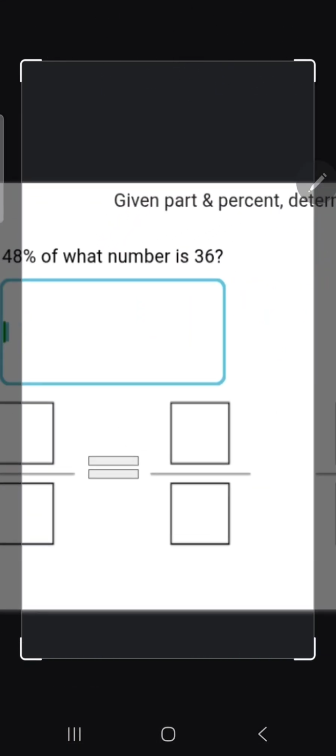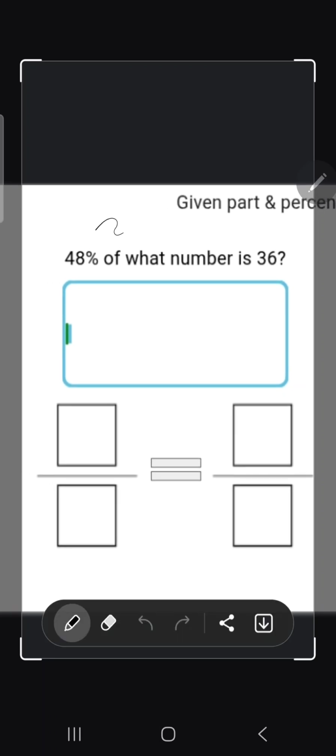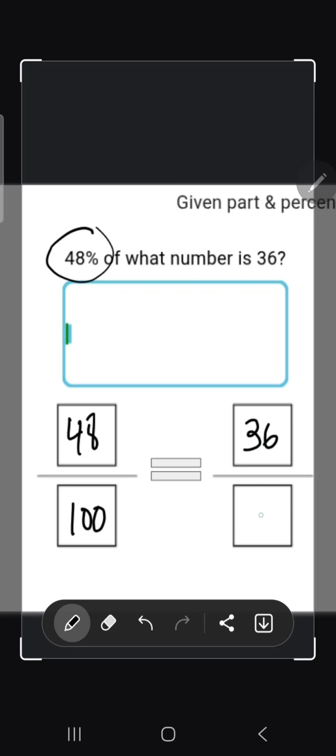Let's take a look at two more just like that. 48%, 48 over 100 is 36. So the is the part. We're looking for the total or the whole. So we're going to do 100 times 36, which gives us 3,600. And we're dividing by 48. So 3,600 divided by 48 ends up being 75.